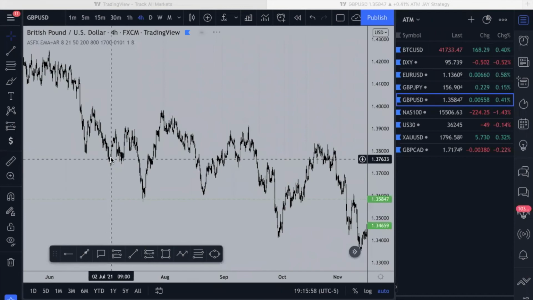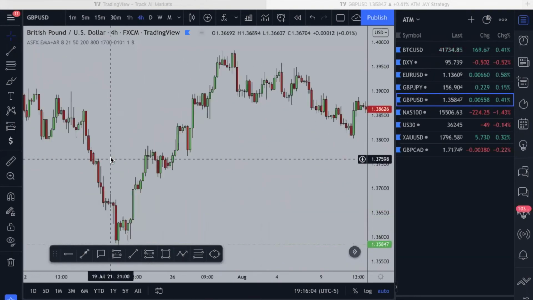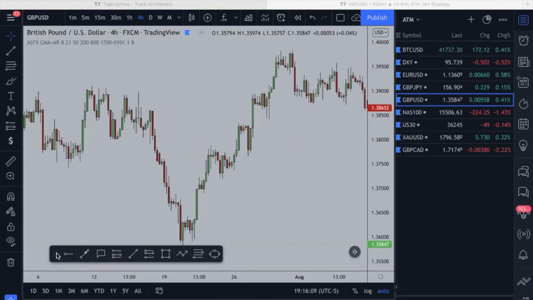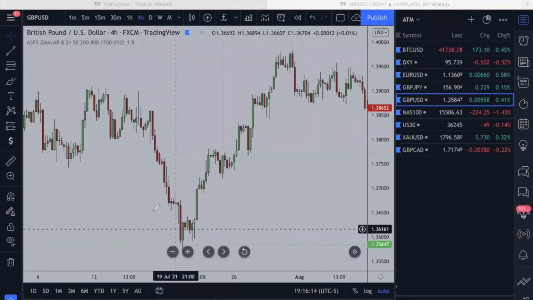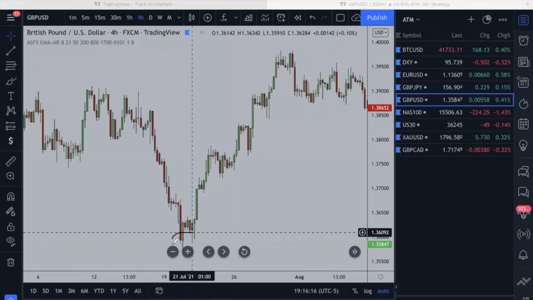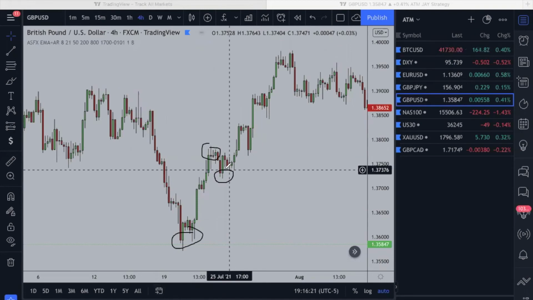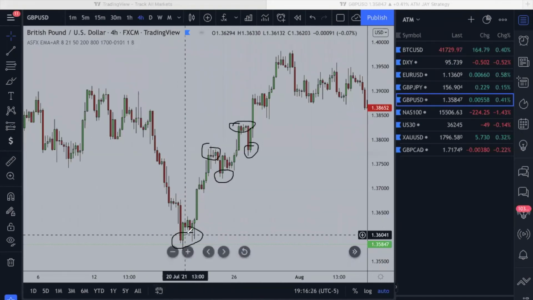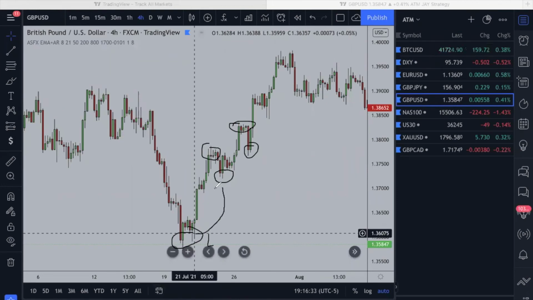So I'm gonna look for more examples. Let's just analyze this. All right. So market structure. All right. So we look here. We see we had a low, right? We had a low, and let's compare this low to this low.